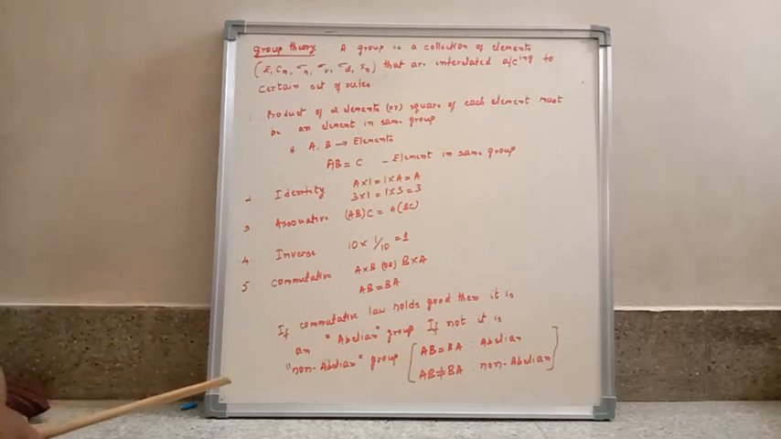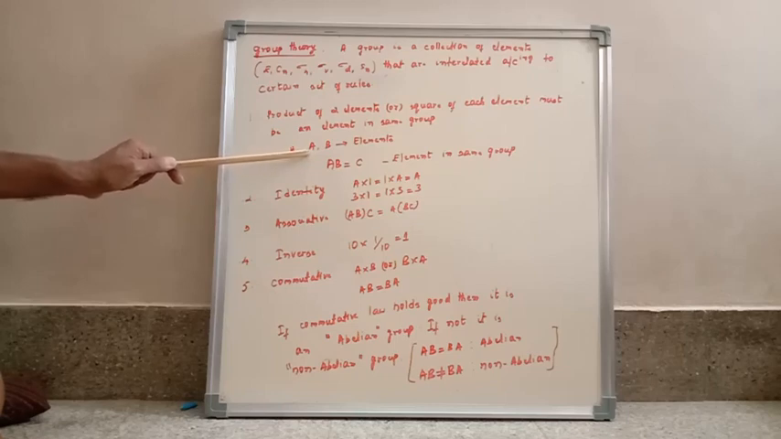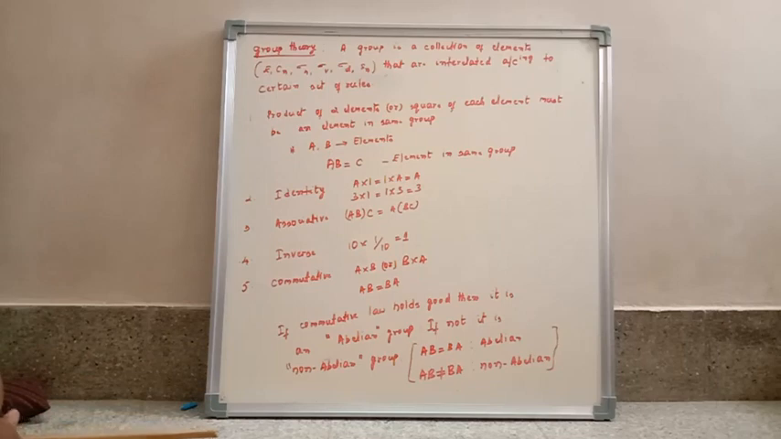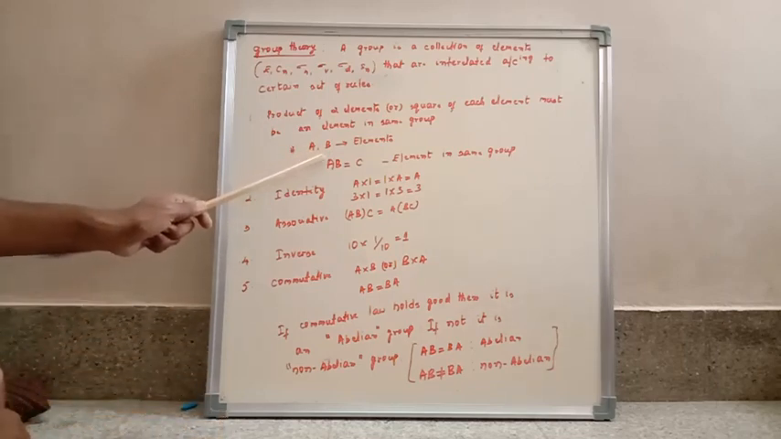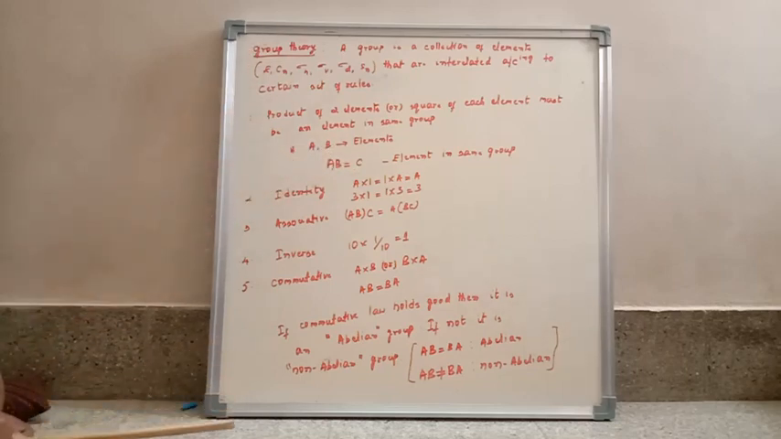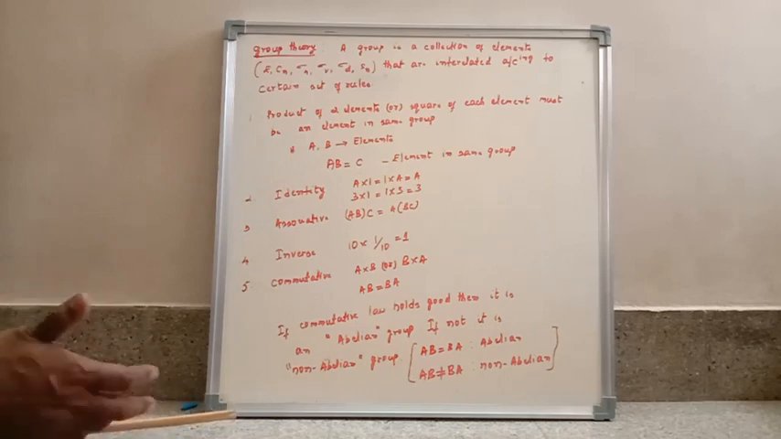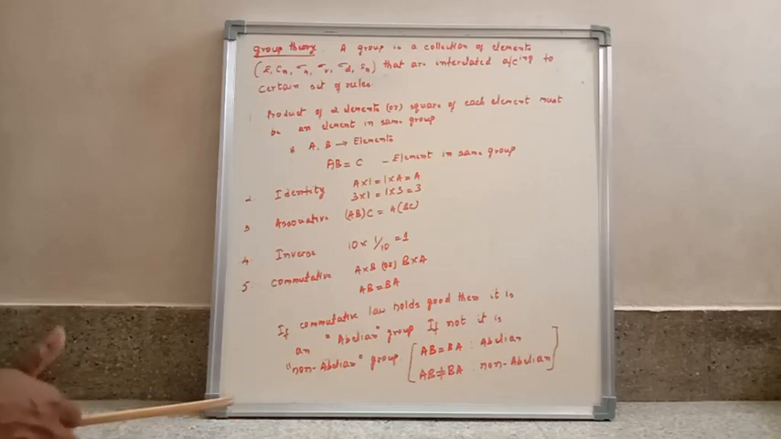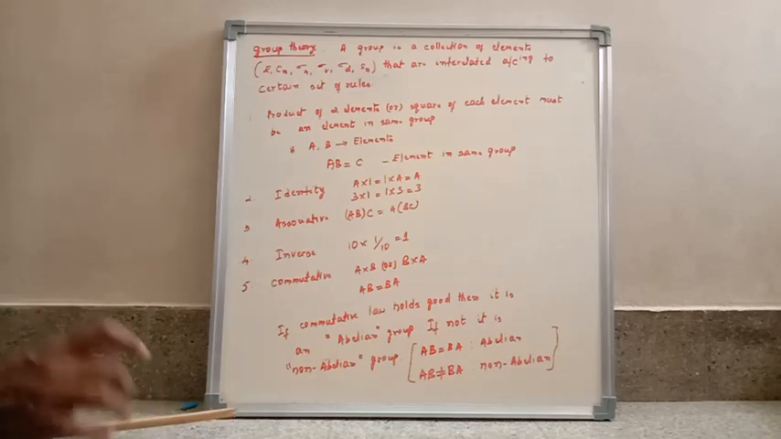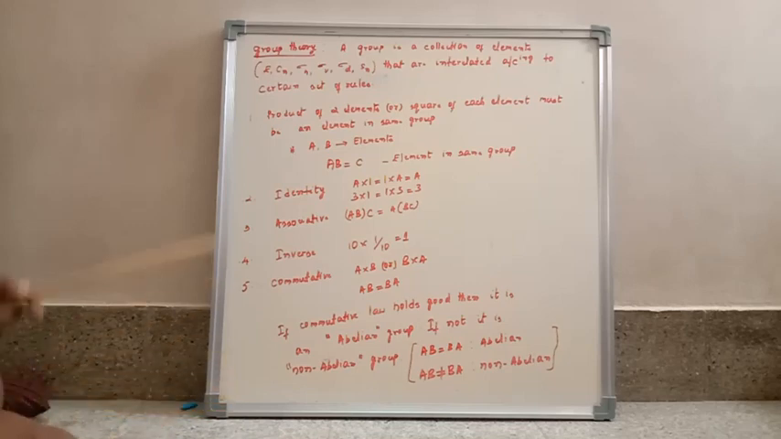Suppose A is one of the elements of the symmetry, and B is another element of symmetry. I can operate in different ways. A can be operated on B, or B can be operated on A, or A can be squared, or B can be squared. When you do the operation, you will have a certain product. The product should be an element in the same group. This is the first rule.